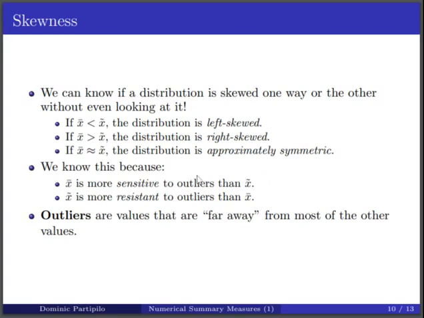And we know this because the sample mean is more sensitive to outliers than the sample median. And it's also equivalent to say that the sample median is more resistant to outliers than the sample mean is. And if you're wondering what outliers are, they're just values that are far away from most of the other values. There's a formal definition of outliers, but for right now, we can think of outliers as data points that are really far away from everything else.